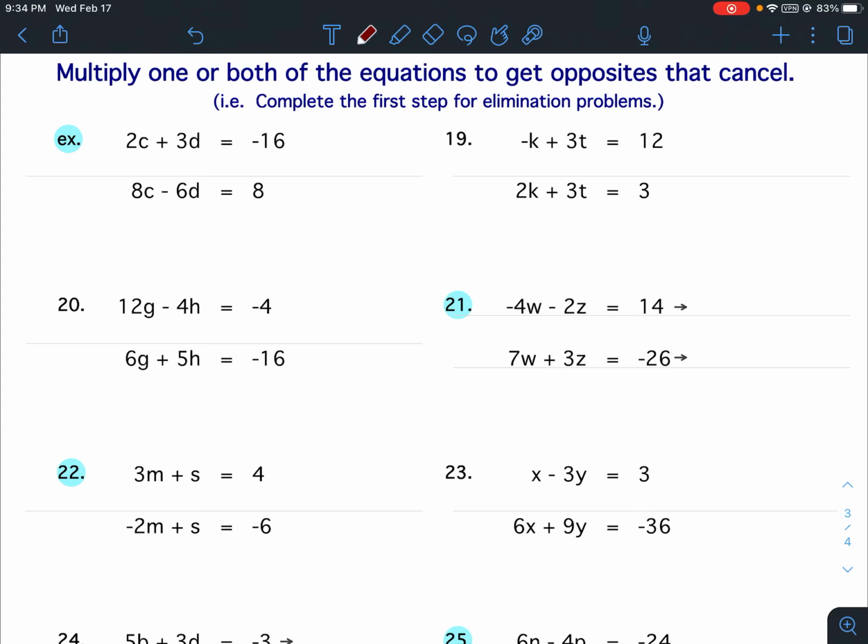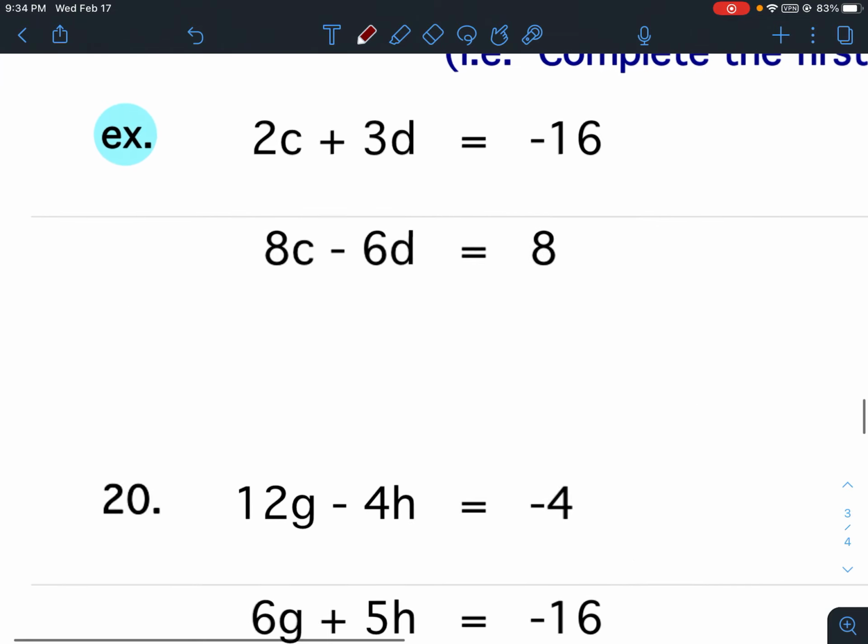All right. Now I know in your paper the example was already filled out, but I'm going to go through it with you anyway. This is where you want to ask yourself, do you have opposites? Do you have identical terms? Do you have multiples or none of the above?